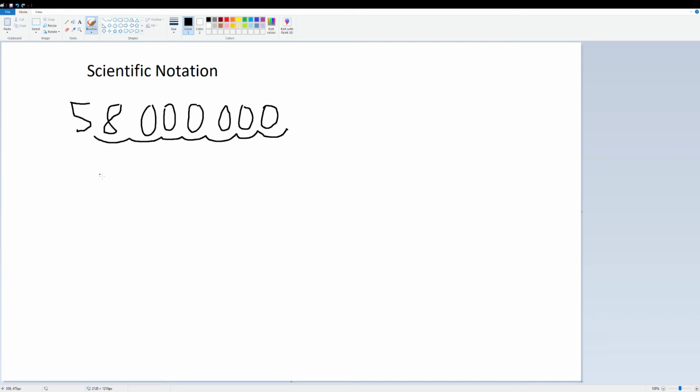So all we have to do is write it out now as 5.8 times 10 to the 7. And it's as easy as that. That is the correct scientific notation for 58 million. Let's move on to another number.